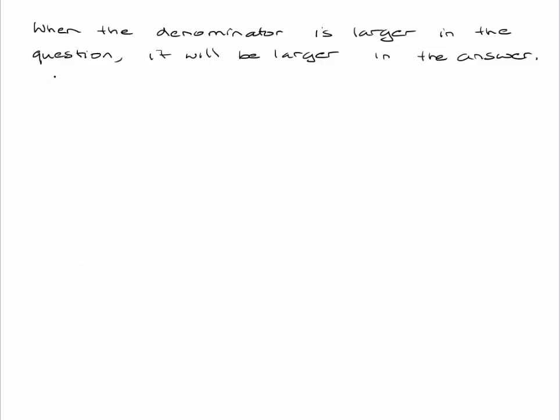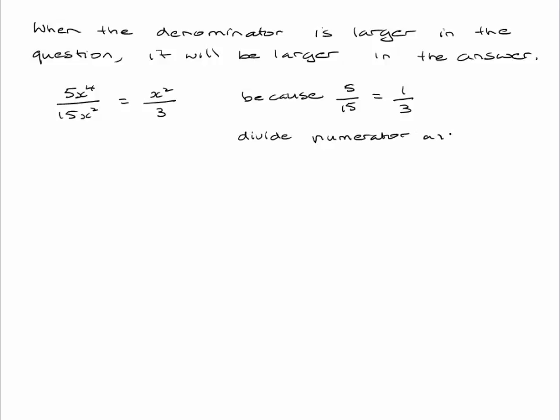When the denominator is larger in the question, it will also be larger in the answer. So if I have 5x to the power of 4 over 15x squared, well, 5 over 15 is 1/3, and so x to the power of 4 divided by x to the power of 2 is x to the power of 2. So if we think about it, 5 over 15 is the same as 1 over 3. And so my 3 is going to end up on the bottom. So in general, we would divide the numerator and the denominator by a common factor.